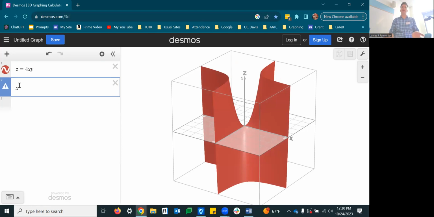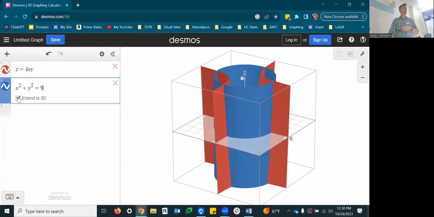And then our other equation is x squared plus y squared equal to 9, which you might recognize, before I graph it, as what kind of equation? It's a circle, except in 3 dimensions, it's a cylinder, because if you've got a circle, z can be anything. So you can go up or down as much as you want. I really like this feature on Desmos 3D: they'll give you just the 2-dimensional graph, but if you want to extend it in the z direction, you just click this little button here. There's your cylinder.